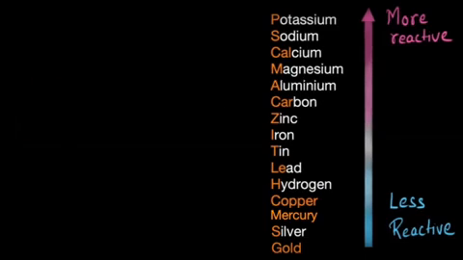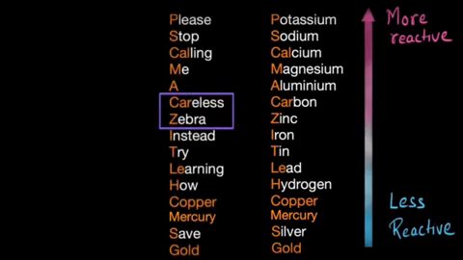For this, I have a mnemonic, the careless zebra mnemonic. It goes something like this. Please stop calling me a careless zebra. Instead, try learning how copper mercury save gold. Now this helps me remember the order of the metals in the reactivity series. For example, with the first letter of please, I remember potassium. With the first letter of stop, I remember sodium. From cal of calling, I remember calcium, and so on and so forth.